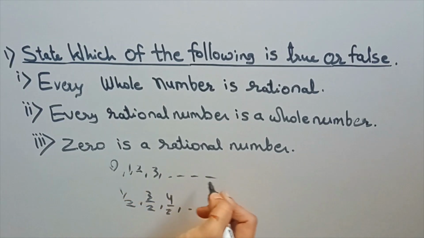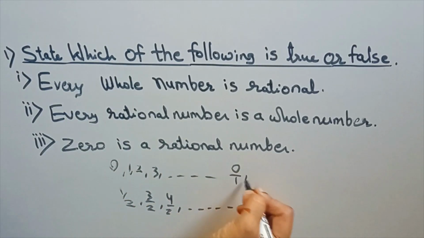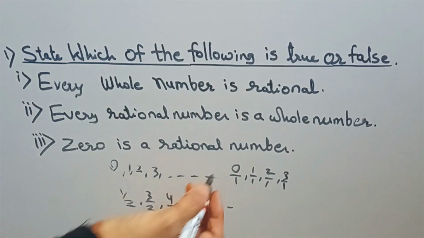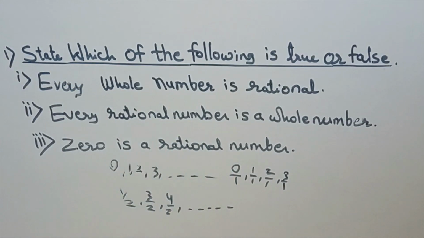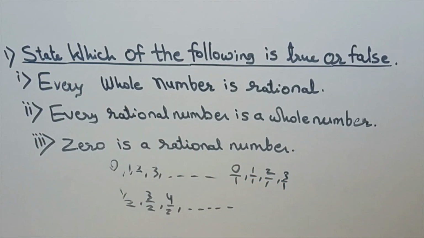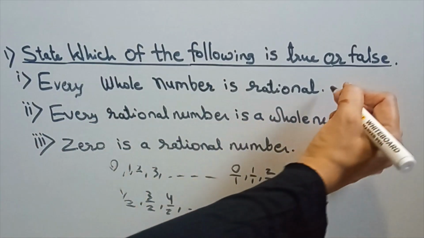Whole numbers 0, 1, 2, 3, I can represent as 0 by 1, 1 by 1, 2 by 1, 3 by 1, because 1 in the denominator does not change the value. 0 by 1 is the same as 0, 1 by 1 is 1, 2 by 1 is 2. So every whole number is rational. You can represent a whole number in the form of a rational number. So this is true.